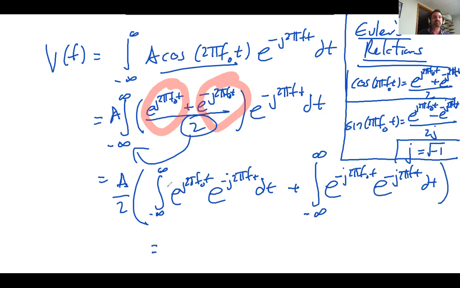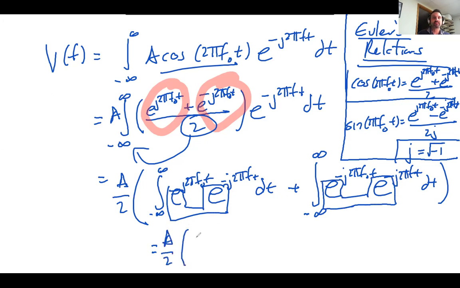Let's play around with this a little bit more. So what happens is we notice common base. Let's merge the exponents together. So now we have a over 2 brackets, the integral from minus infinity to infinity of e, and it's going to be j.